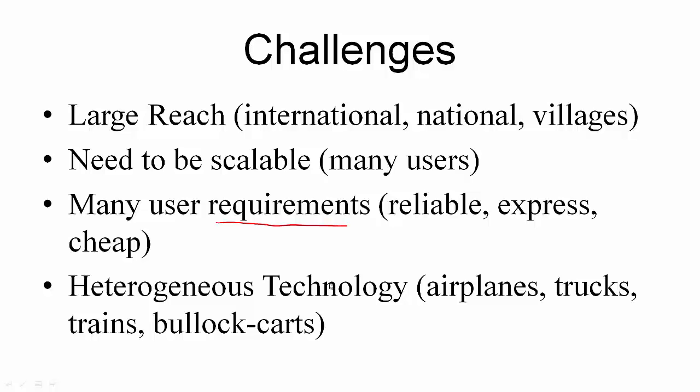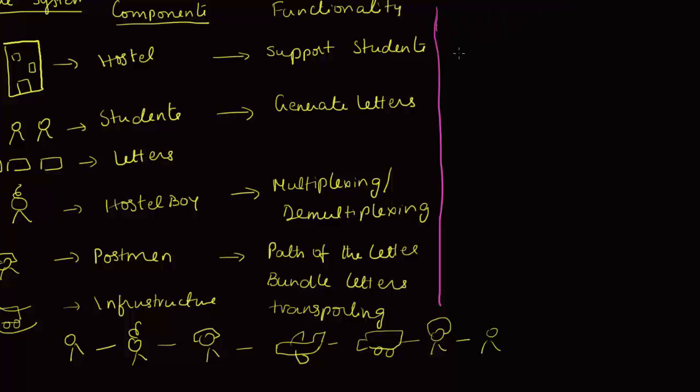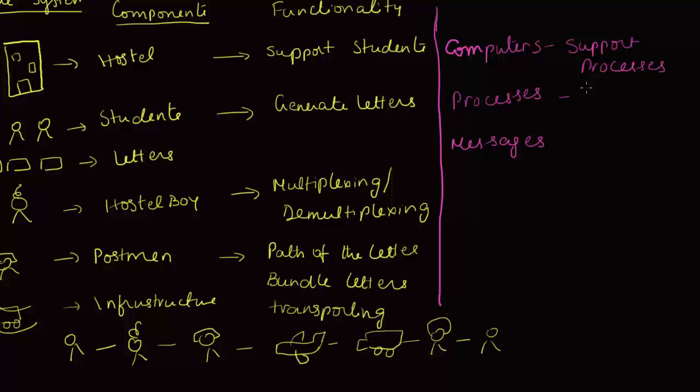Now that you have seen how the postal system works, let's translate the system to computer networks. So here are a bunch of questions for you. Okay, so here is the summary of the translation. So hostels translate into computers. The students translate into processes that generate messages. So that means letters translate to messages. So the functionality of the computers is to support the processes, and the functionality of the processes is to generate messages.